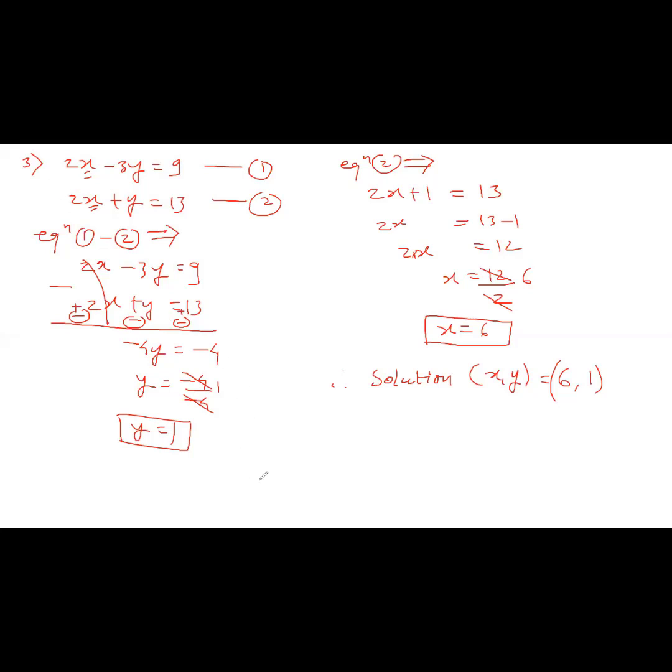Now let's consider fourth problem, that is 5m minus 3n equals to 19, m minus 6n equals to minus 7. So let's give this equation 1, equation 2. Now you can see that coefficients are different. Coefficient of m is 5, here there is 1. Coefficient of n is minus 3, here is minus 6. So let's make any one of the coefficient equal.